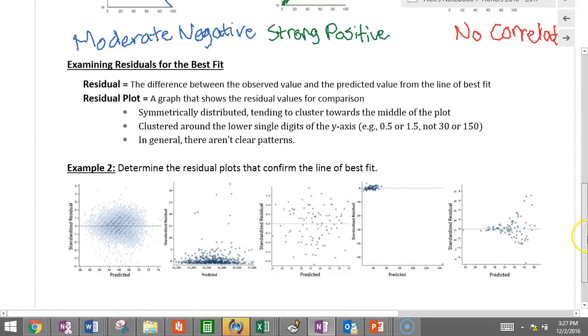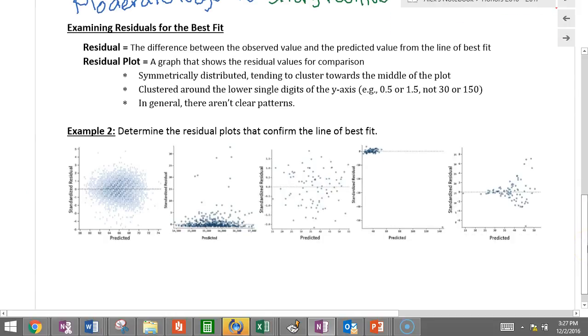Residual plots can help us determine if a line is actually a good fit, right? Maybe we don't want to use a line. Maybe it should be quadratic. Maybe it should be exponential. We could have all these different types of functions. So we can look at the residual plot and see if it is a good fit.